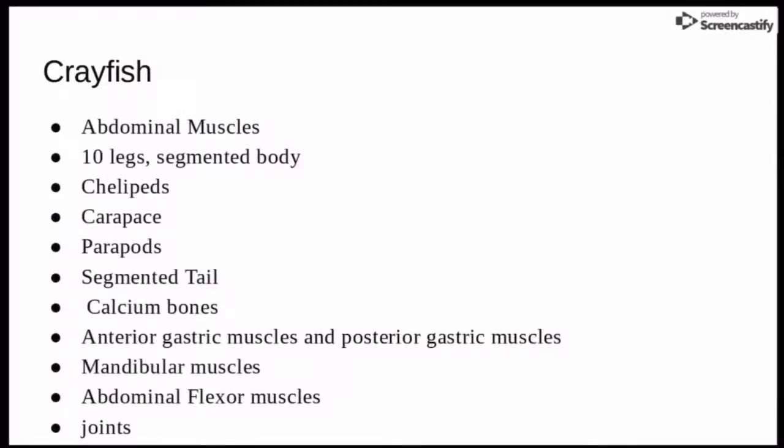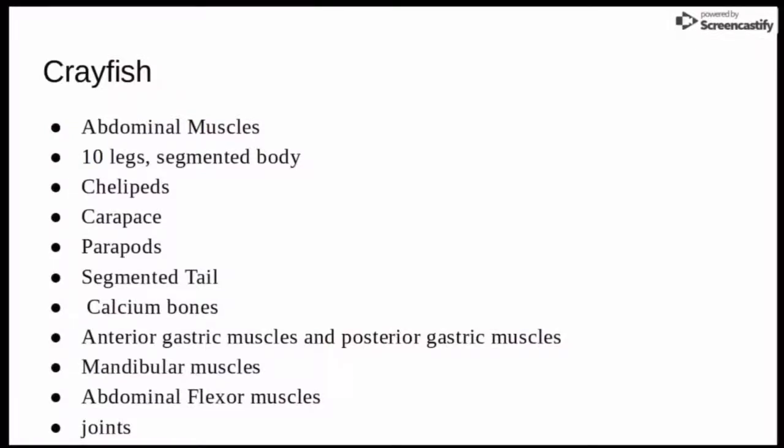Crayfish have strong abdominal muscles, which allow for fast swimming. They also have 10 legs, part of a segmented body. The calipeds are the large claws. The carapace, or the shell, is the crayfish's exoskeleton. The shell gives protection but limits growth. It protects the internal organs. The parapods are the walking legs. The segmented tail allows for flexibility.